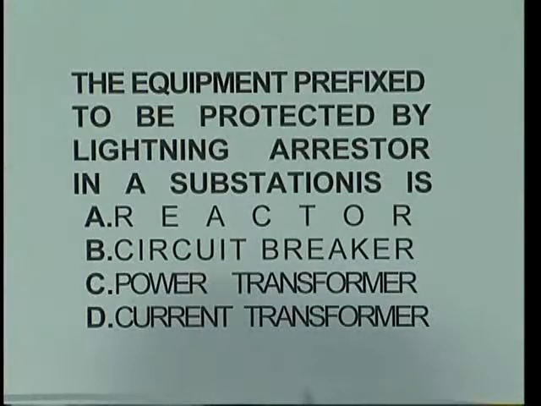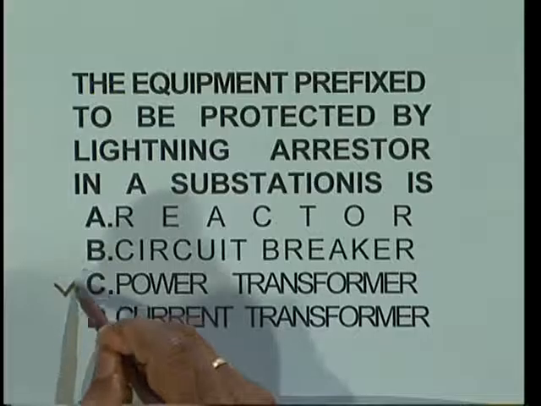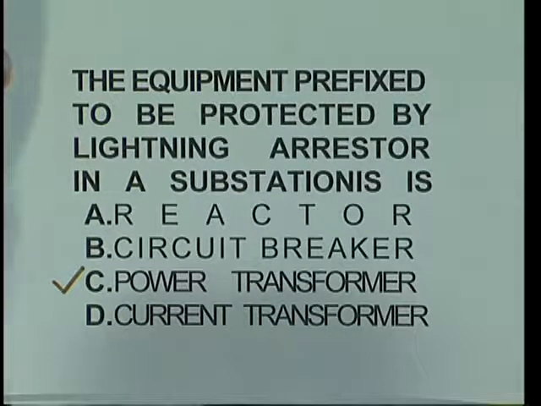Next one is: the equipment to be protected by lightning arrestor in a substation is A. reactor, B. circuit breaker, C. power transformer, D. current transformer. The correct answer is C, that is the power transformer.